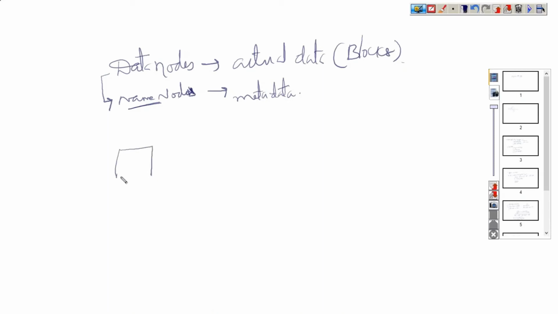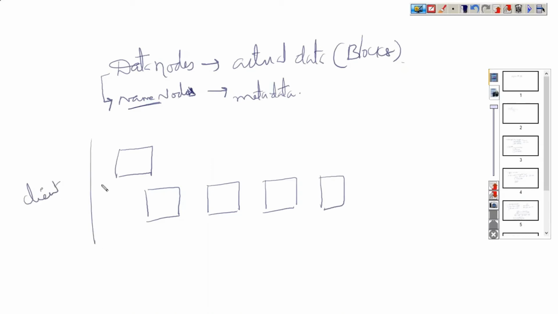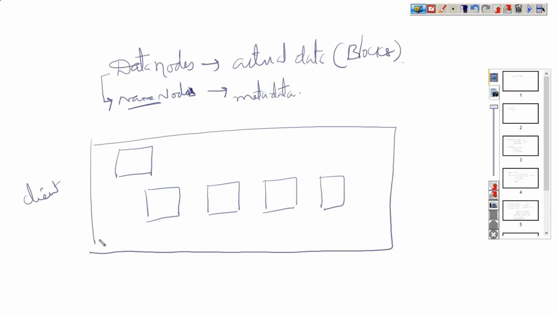Now, when some client is trying to write data into HDFS, let's assume this is an HDFS cluster. Whom will the client approach? The name node, obviously. The client is going to approach the name node. This name node is going to give the information of the data nodes available in the cluster which have the space, so that the client can write the data into them.